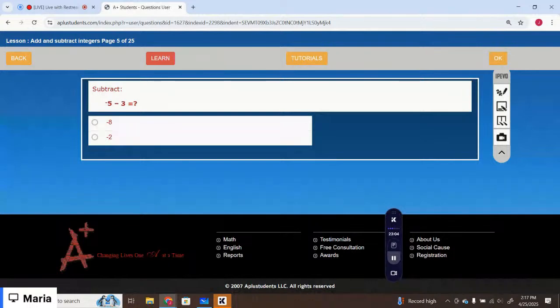-5 and -3. Both the numbers have a negative sign. Answer must be negative, and you need to add them. That is -8. Option number 1 is the correct option.